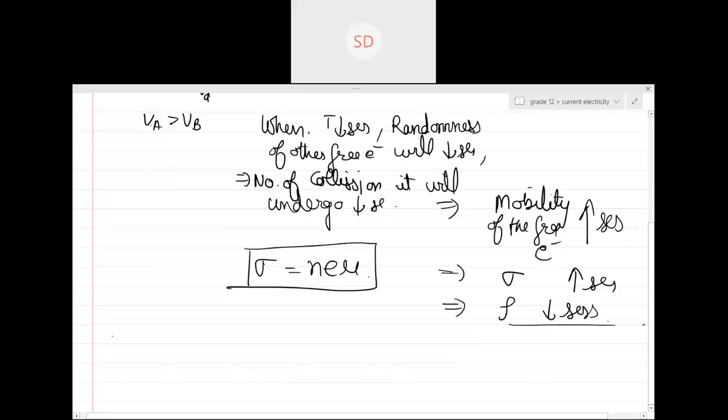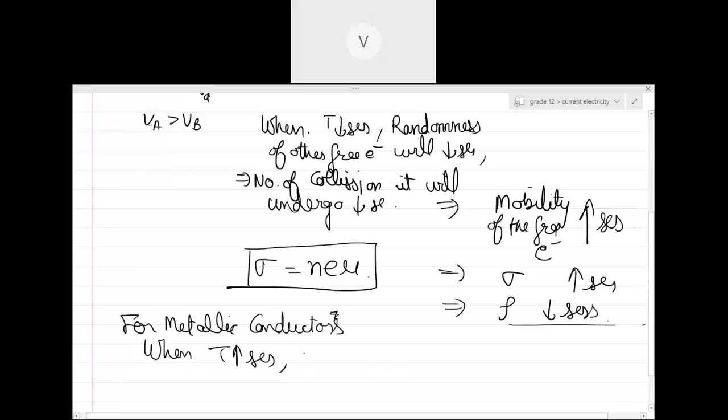Okay, tell me this thing. So ultimately the final result is that for metallic conductors, when temperature increases.